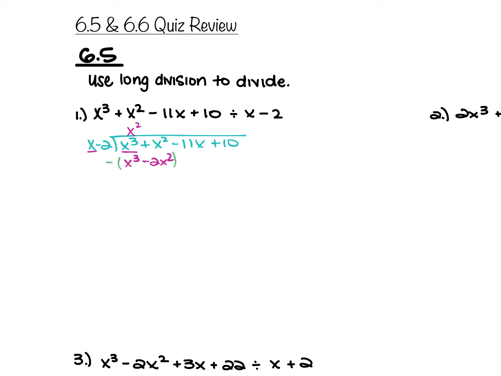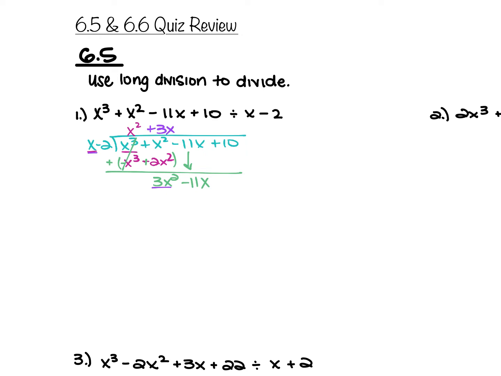From here, subtract these, distribute your negative, it becomes positive, and everything switches the signs. So your x cubes cancel. x squared plus 2x squared is 3x squared, and you bring your next term down, which is negative 11x. You're going to start all over again. So compare the x on the outside with the 3x squared on the inside. x times what is 3x squared? That's 3x, so that goes above.